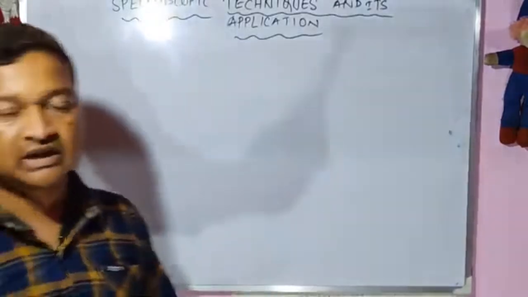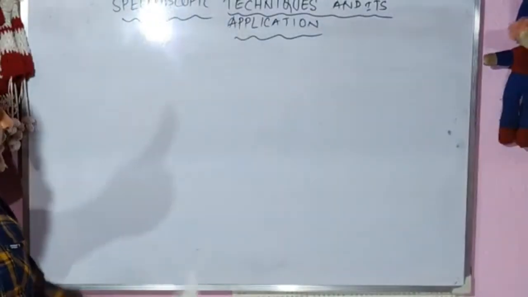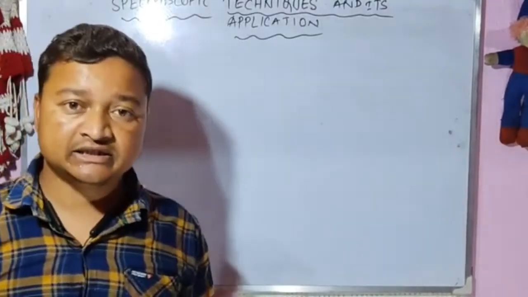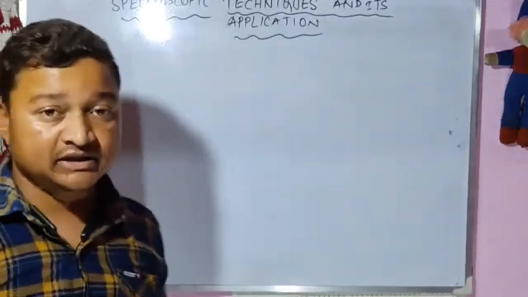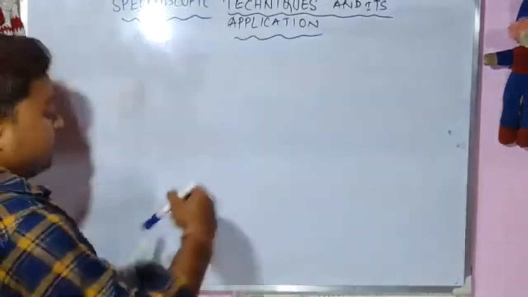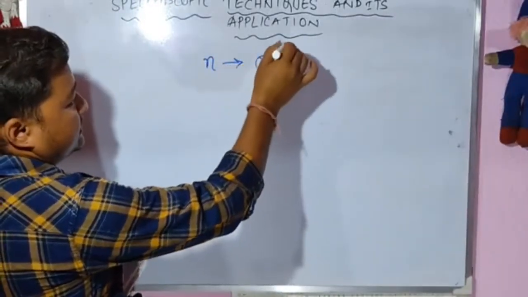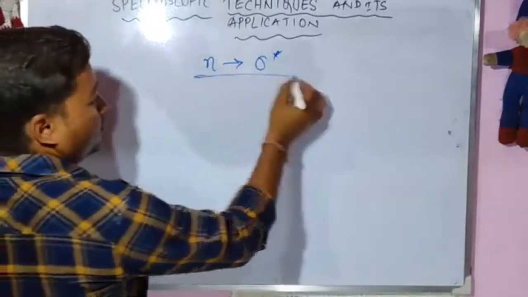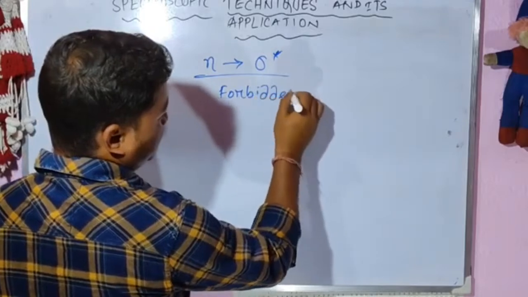These are the 4 transitions of electrons. Among these 4 electronic transitions, 3 are allowed transitions and 1 is a forbidden transition. The n to sigma star transition is a forbidden transition.